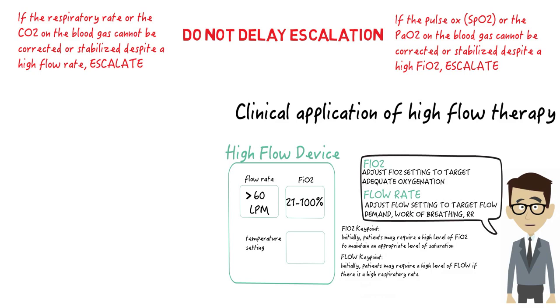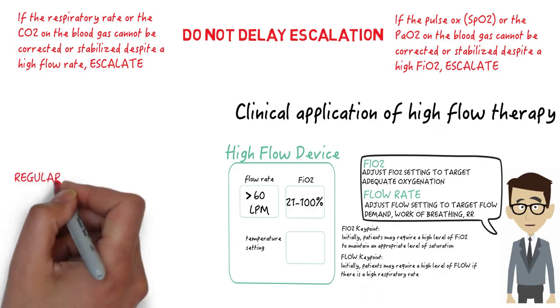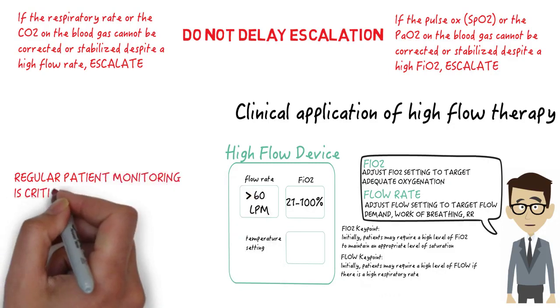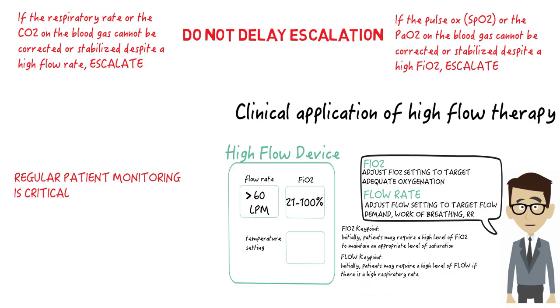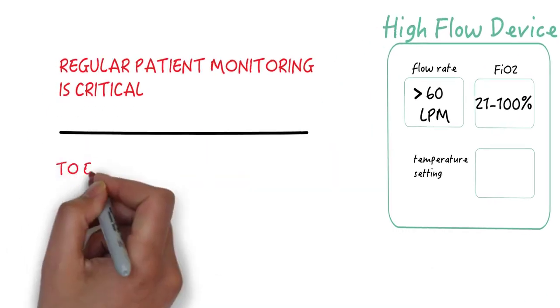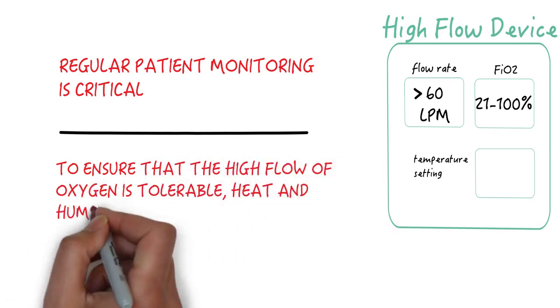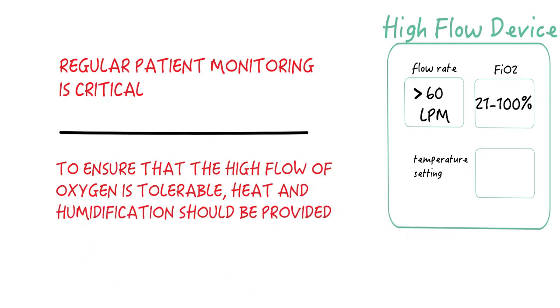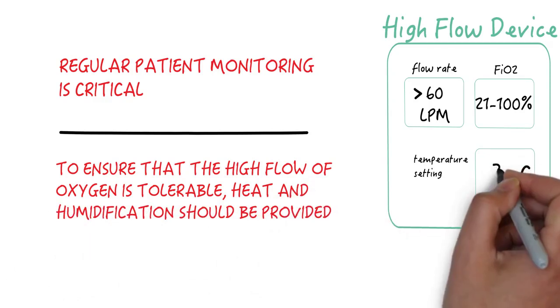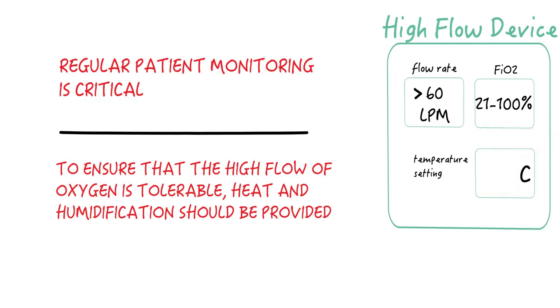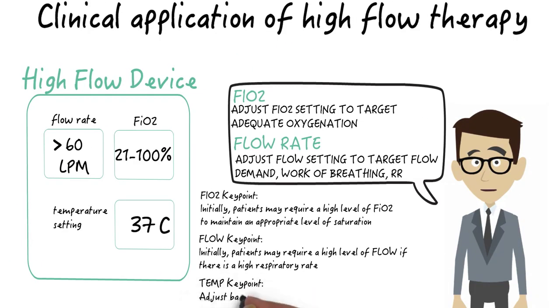Okay, now remember, because there are no patient alarms and data monitoring is not available on high flow oxygen devices, regular patient monitoring is critical. There is one more control in high flow therapy, and that's the temperature setting. To ensure that the high flow of oxygen is tolerable, heat and humidification should be provided. The exact appropriate temperature setting is debatable, and there currently exists no temperature standard. Some suggest to start at 37 degrees Celsius, others suggest start lower, but the key point in temperature setting is to adjust the temperature based on patient comfort and tolerance.